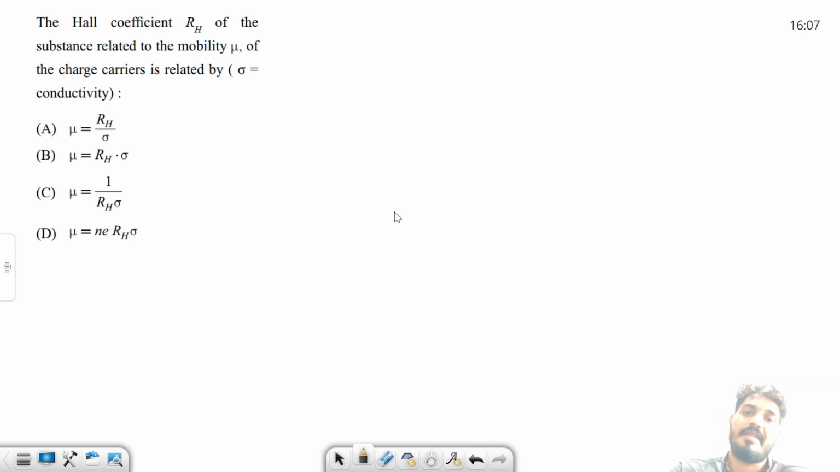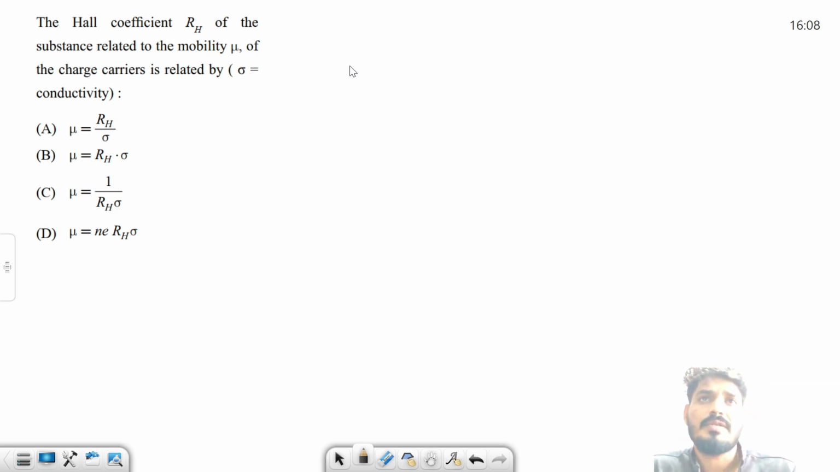Again, this is a very interesting question. The question is, the Hall coefficient RH of a substance is related to the mobility mu of a charge carrier, where sigma is the conductivity. So we have to find the relation between mobility and Hall coefficient, where sigma is the conductivity. How do we do it? Again, if you know the formula directly, then you can easily derive this one.